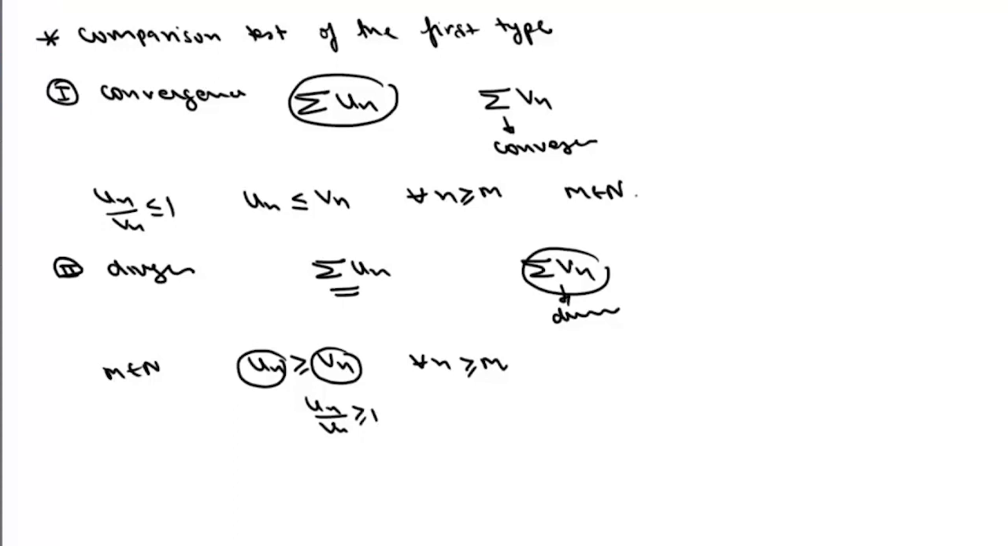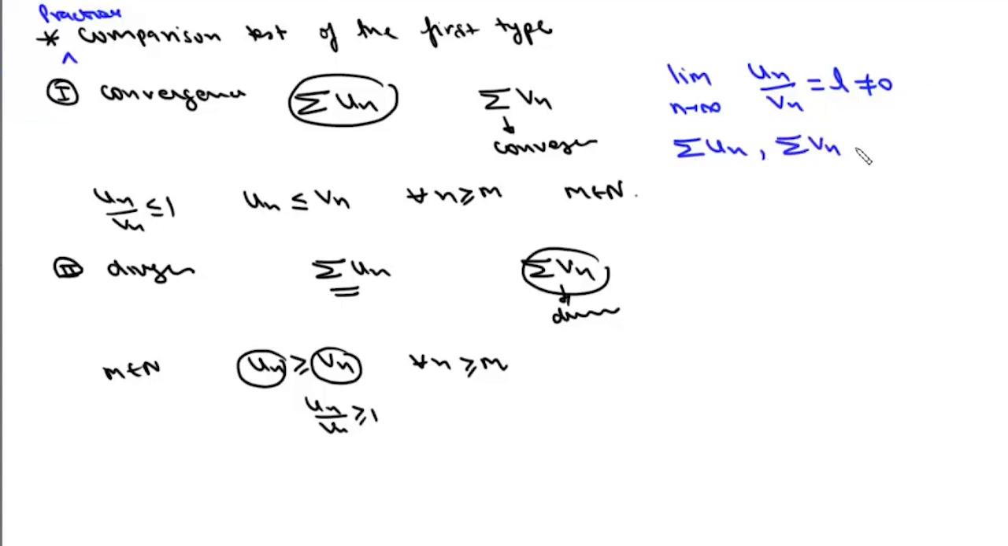So rather than comparing the two series, what we'll do is use something called the practical comparison test of the first type. In the practical comparison test of the first type, we'll work out this limit as n tends to infinity of un upon Vn equal to L, and if it is unequal to 0, then both the series summation un and summation Vn will have identical behavior with respect to convergence.